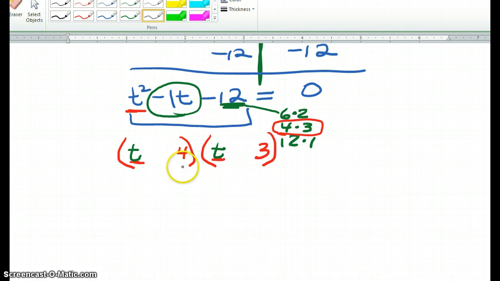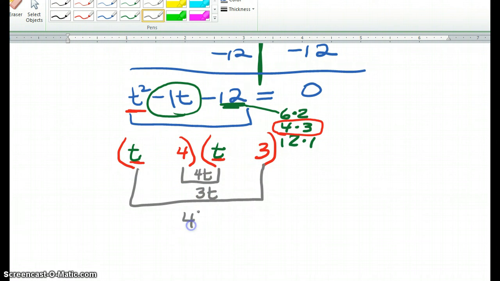Then remember, we have to multiply our inners and our outers to get to the middle term. So this is 4t when we multiply 4 times t. Then t times 3 is 3t. Okay, so we have 4t and 3t. How can we combine them to get our middle term? Because we have to combine them. Negative 1t is what we're looking for. So that means the 4 has to be negative and the 3 has to be positive.